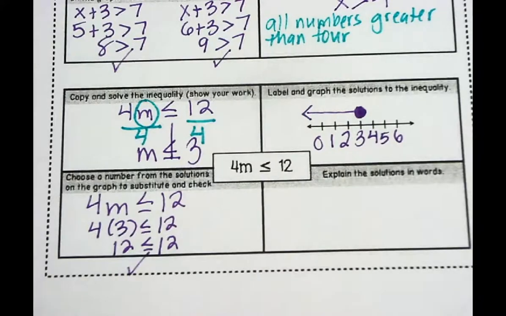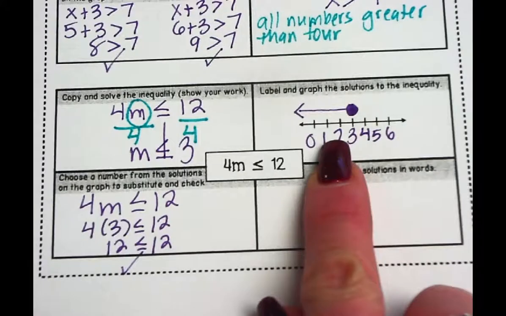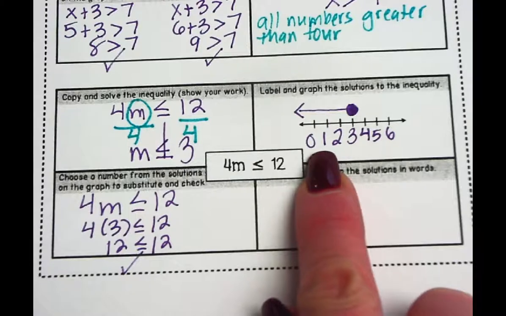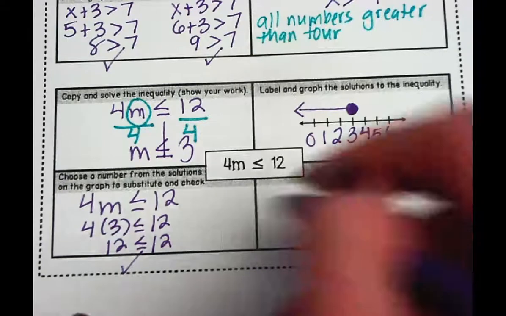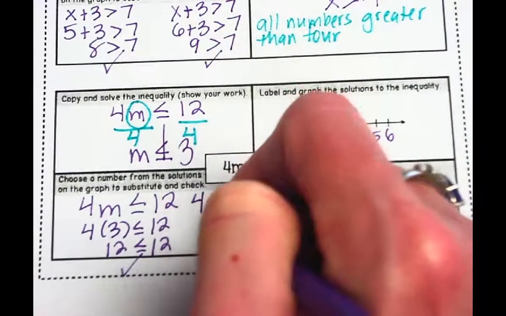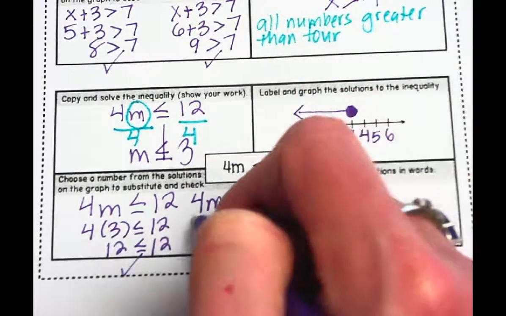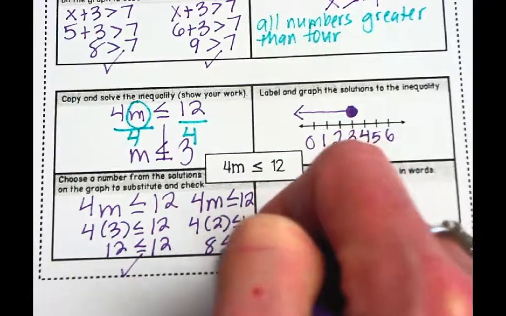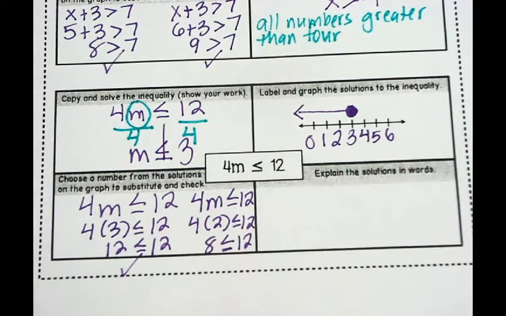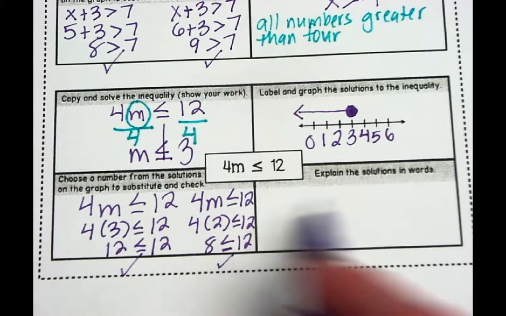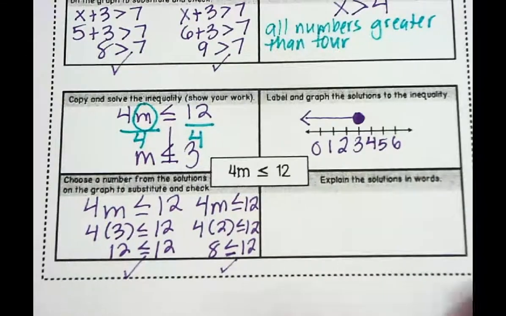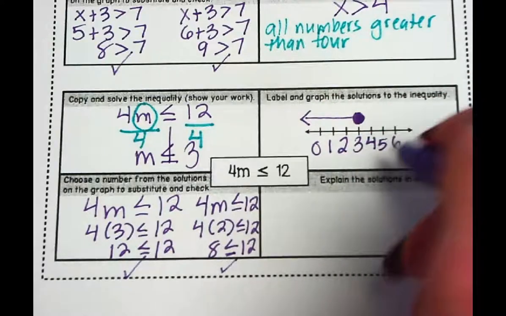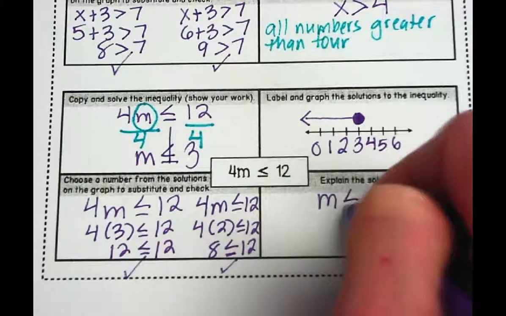What's another solution that would work? Look at our number line. What's another solution that would work? 2? Okay. So I'm going to put in 4m less than or equal to 12. 4 times 2 less than or equal to 12. 8 is less than or equal to 12. Yes. So explaining the solution in words would be m is less than or equal to 3.